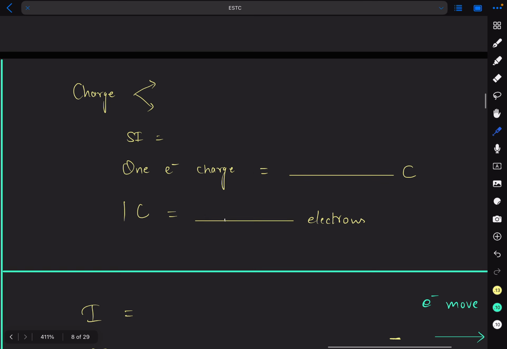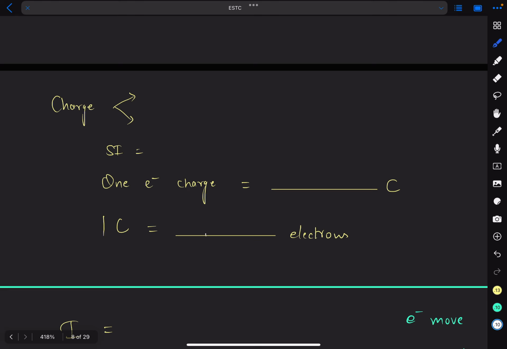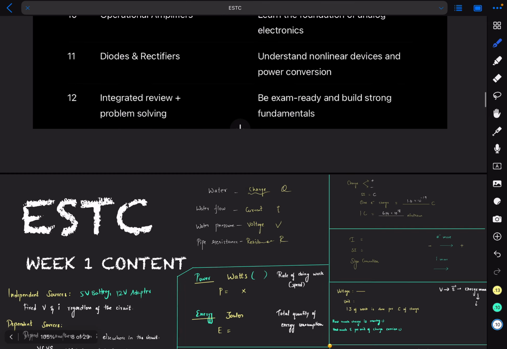Alright, so let's focus on the charge now. Charge is of two types. One is positive, the other one is negative. The SI unit of charge is coulomb. One electron charge is 1.6 times 10 power minus 19 coulomb, and 1 coulomb has 6.24 times 10 power 18 electrons. This is huge, right?